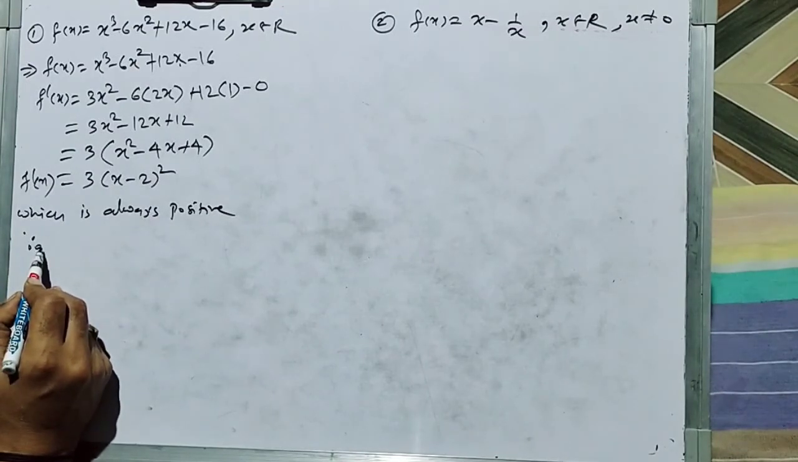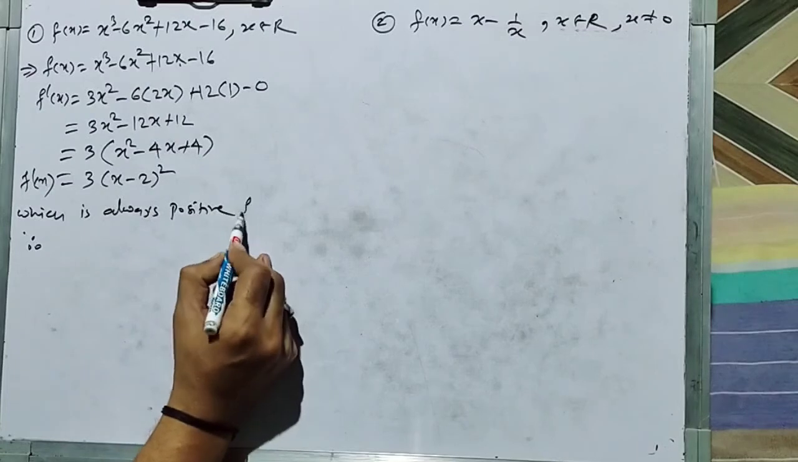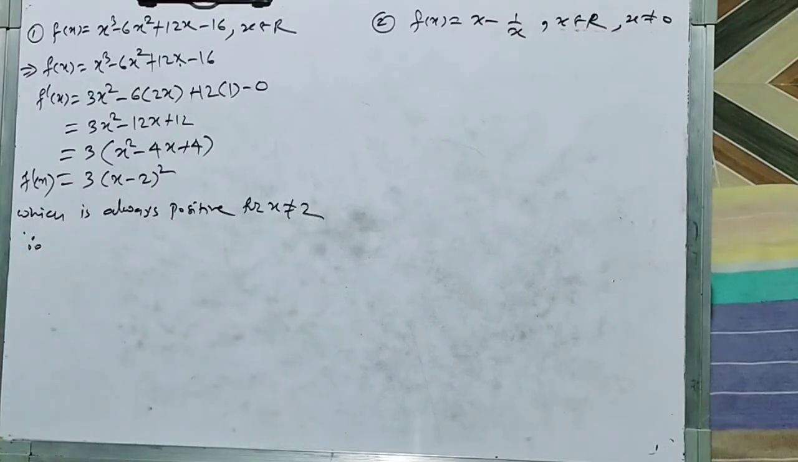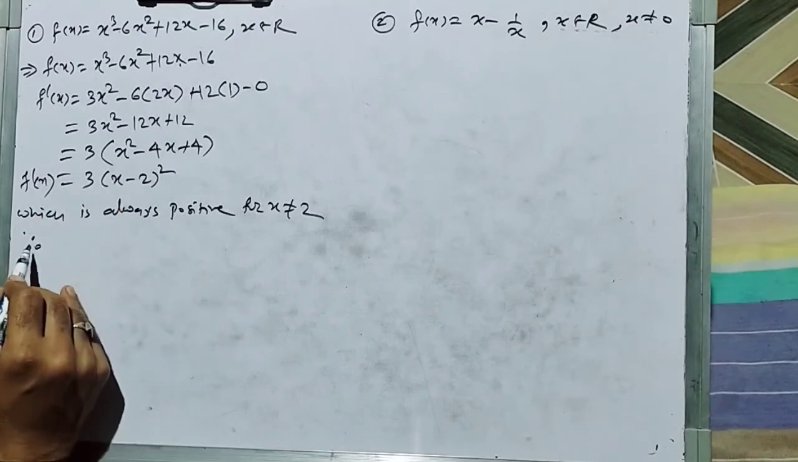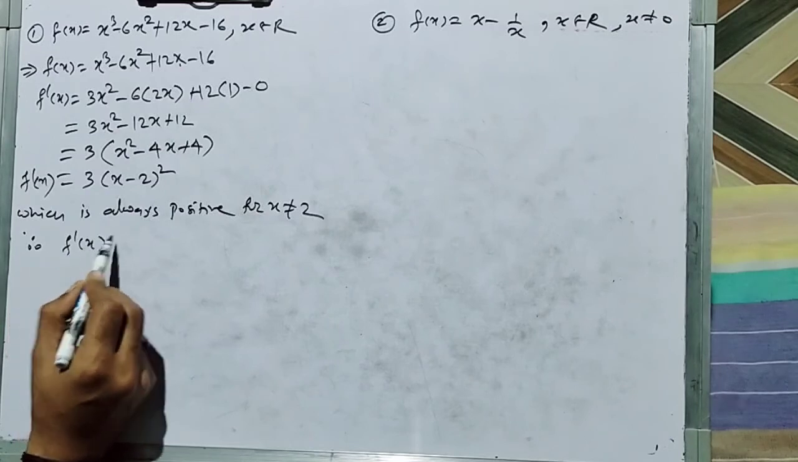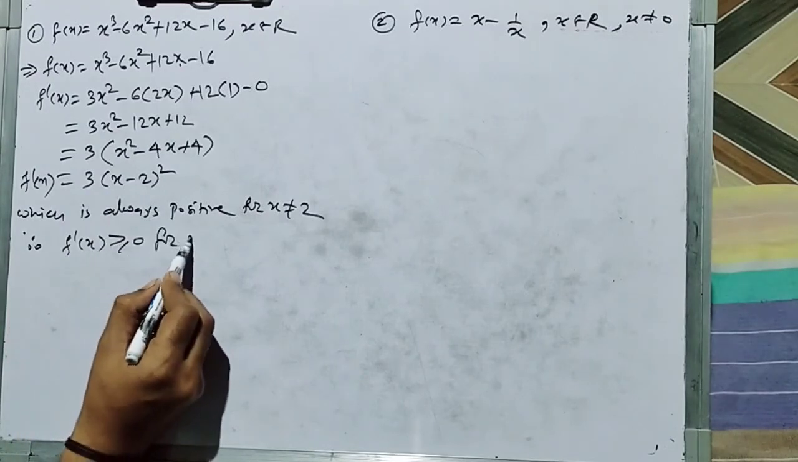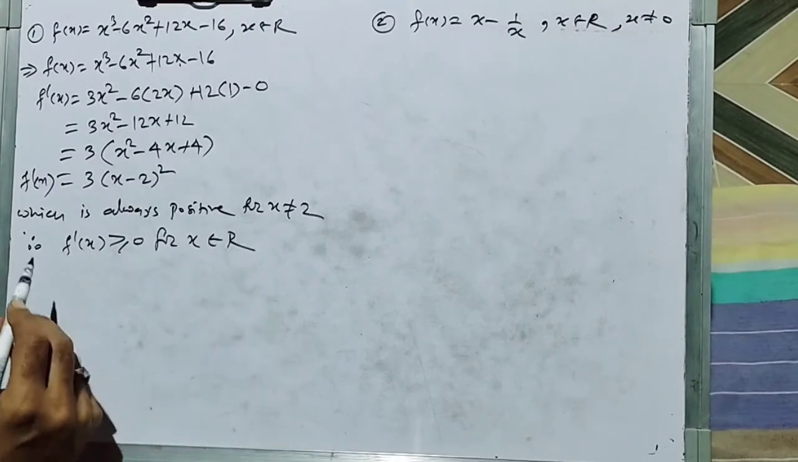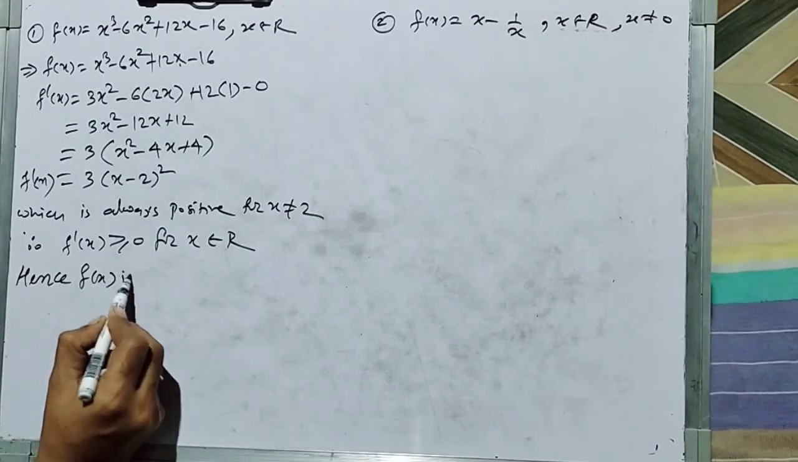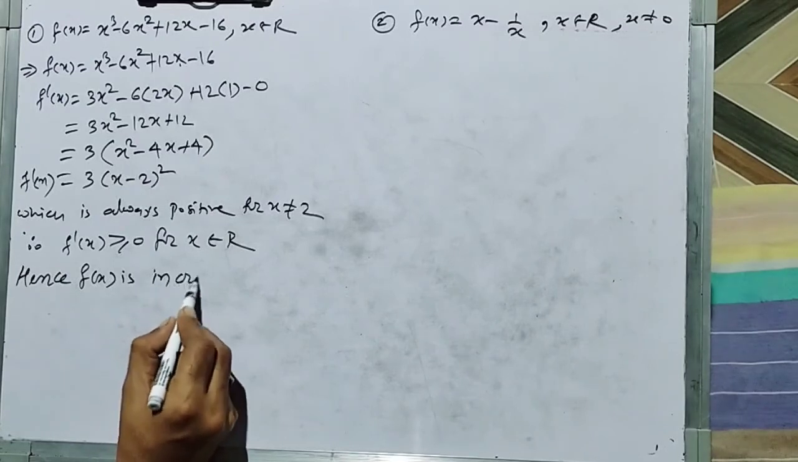So therefore for x not equal to 2, and for the value of x equal to 2, this value is equal to 0. So therefore f dash of x is greater than or equal to 0 for x belonging to R, hence f of x is an increasing function.